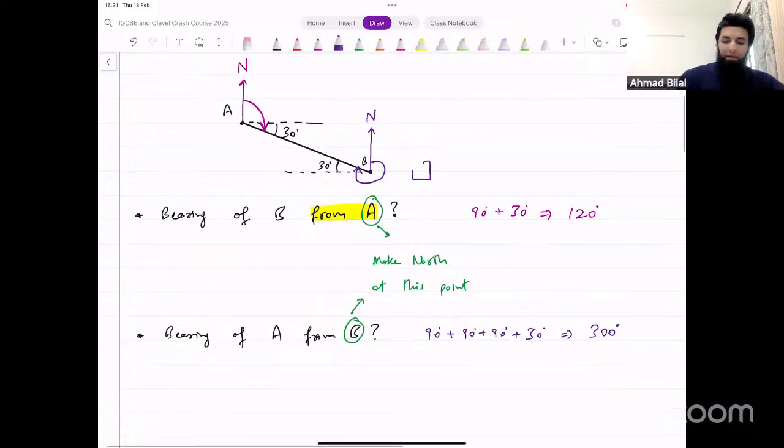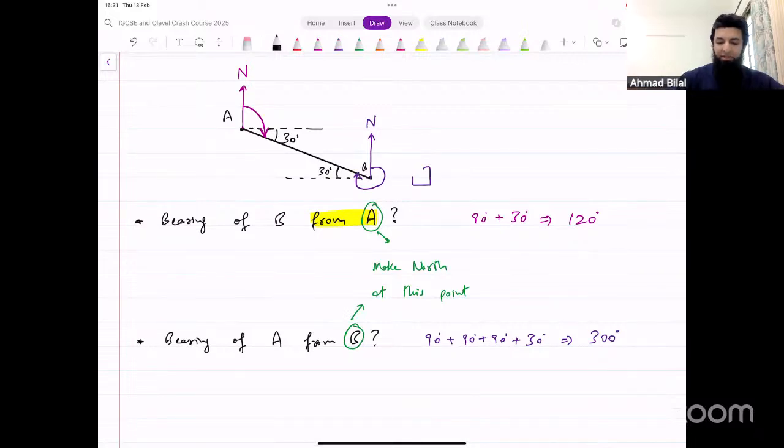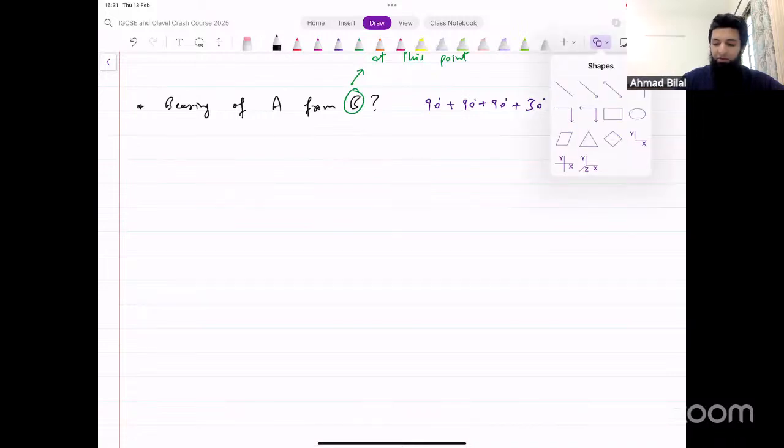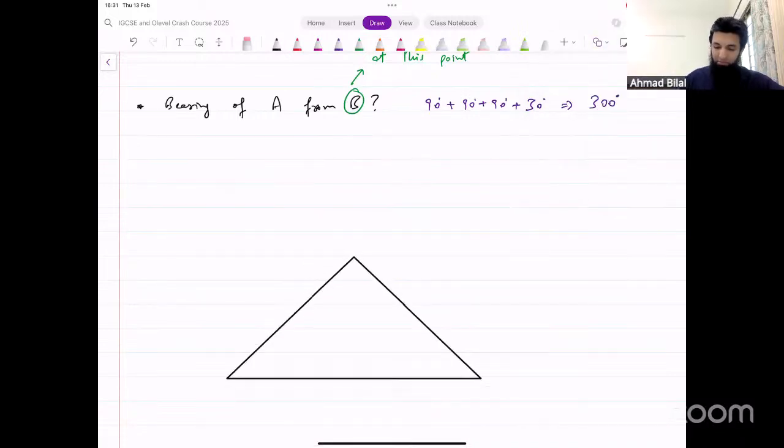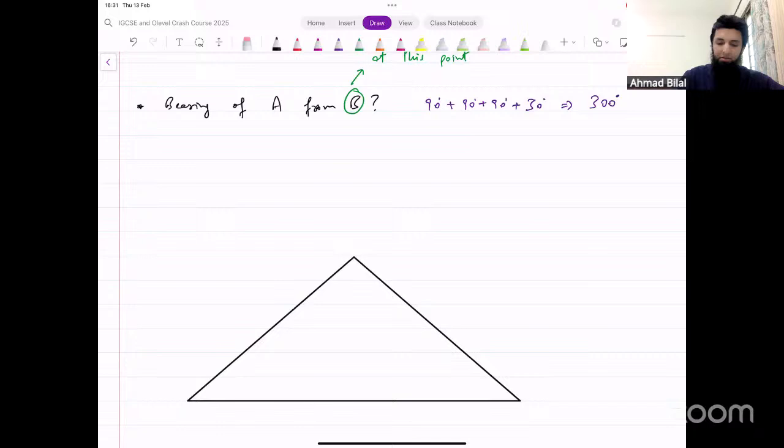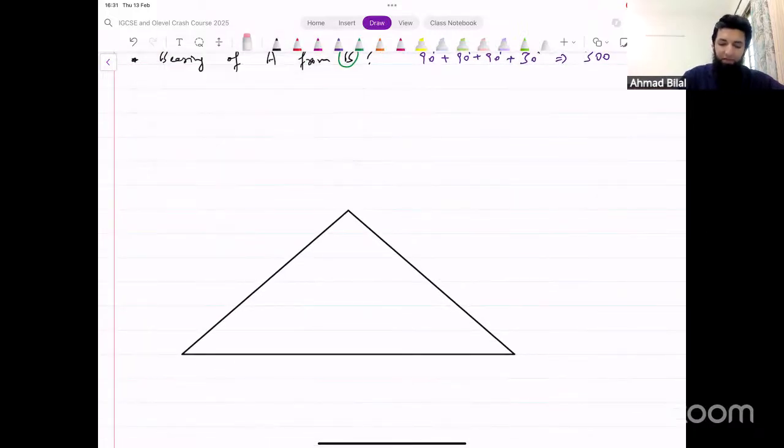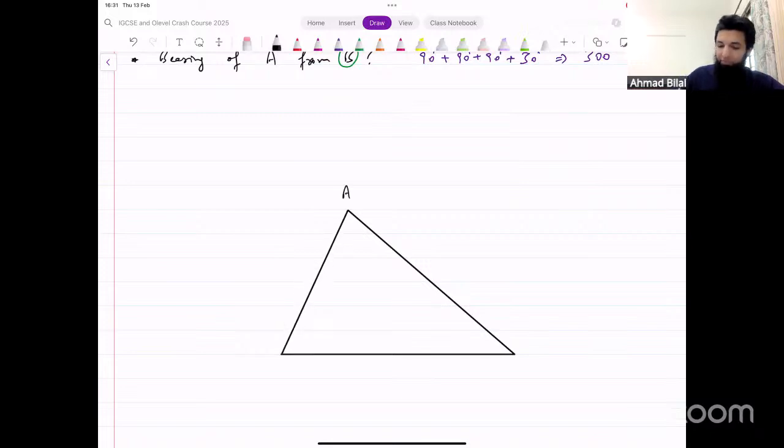All right. Now, let's take another example. So in this case, it was just a line. Now, let's take a triangle. Let's say we have a triangle that looks something like this. And consider all the different possibilities that we can have in this triangle as far as bearing is concerned. So let's say I have this triangle. Let's call this triangle ABC. This is A, this is B, and this is C.